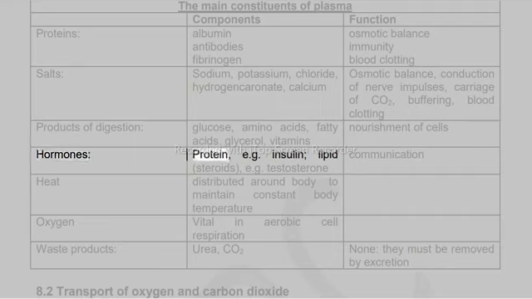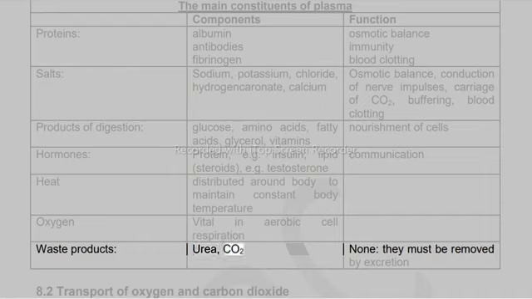Hormones, protein, e.g. insulin, lipid, steroids, e.g. testosterone; communication. Heat is distributed around the body to maintain constant body temperature. Oxygen is vital in aerobic cell respiration. Waste products, urea, CO2: none needed, they must be removed by excretion.